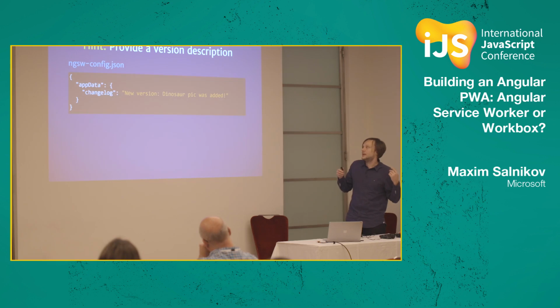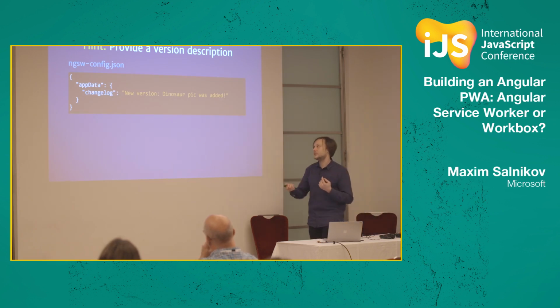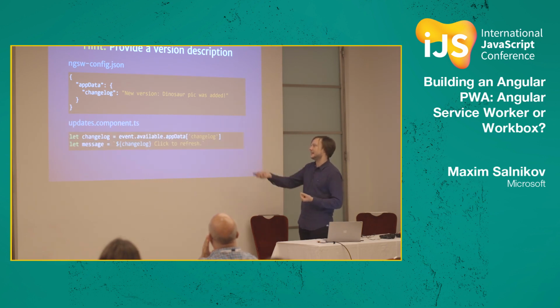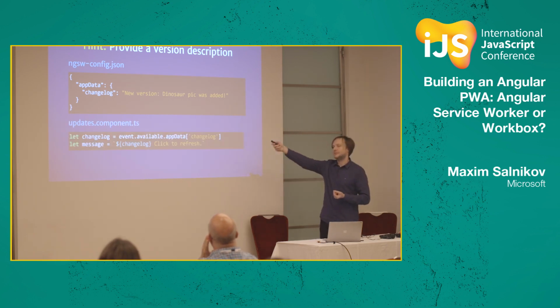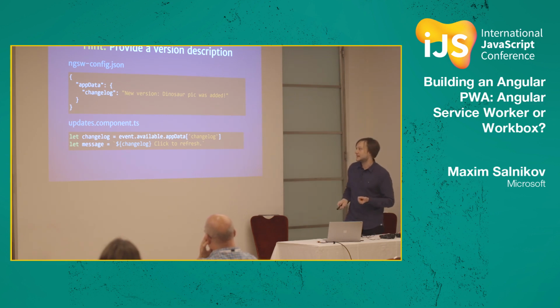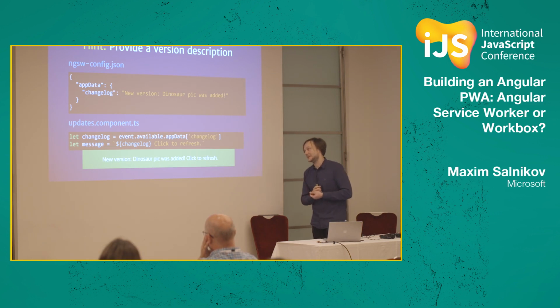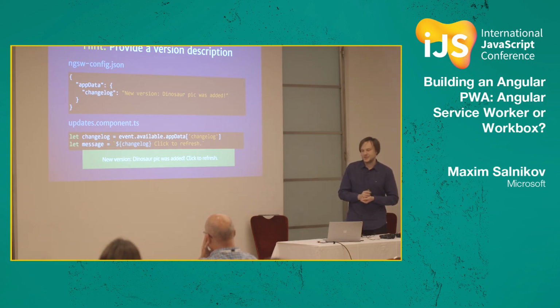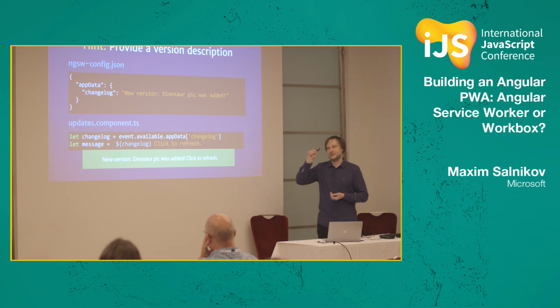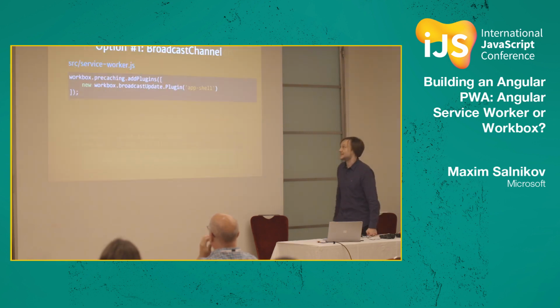Furthermore, if we provide one extra field in our config JSON, we can use this to tell what was updated exactly. Again, in the same observable, this app data field is available for us. Then we can show something like this. Maybe it's not crucial to hit refresh if we just added some new picture of a dinosaur, right? So we can give some more info to the user for them to take an informed decision. Nice.